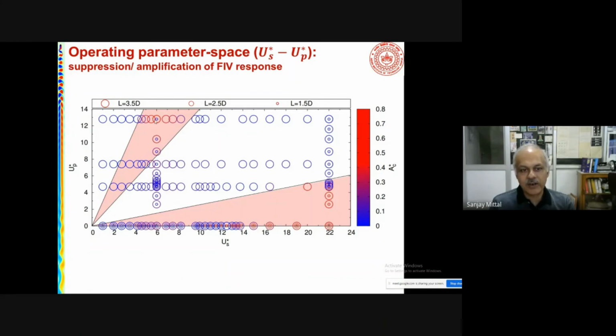Red means it's a very loud system. It's vibrating a lot. And you can then identify, when you design your splitter plates and the spring stiffness, which combination of U star and UP star you would like to use, so that either you can get low amplitude for vibration suppression, or if you want to do energy harvesting, maybe you should get large vibrations. So you can use that as a design philosophy.